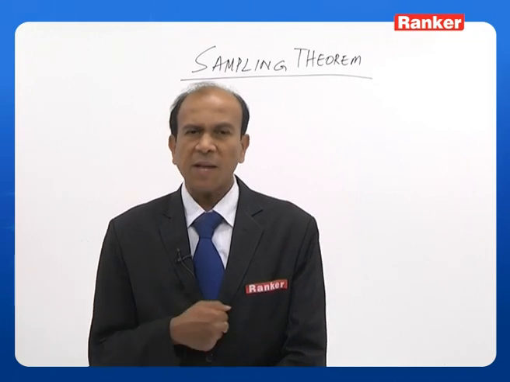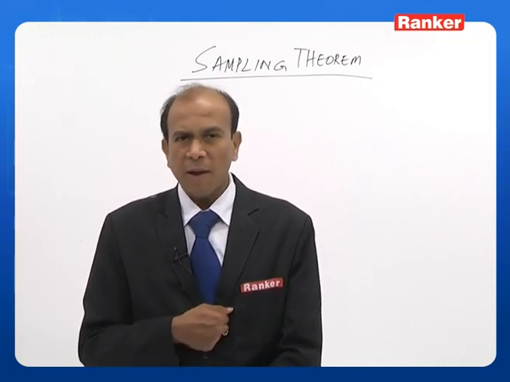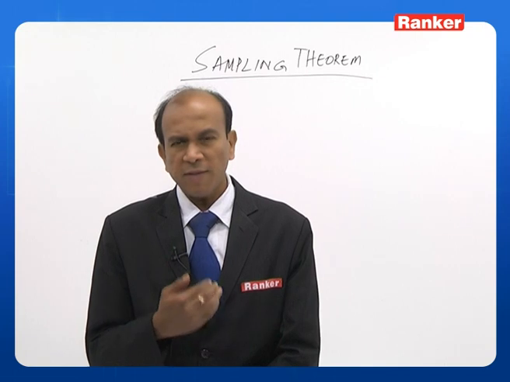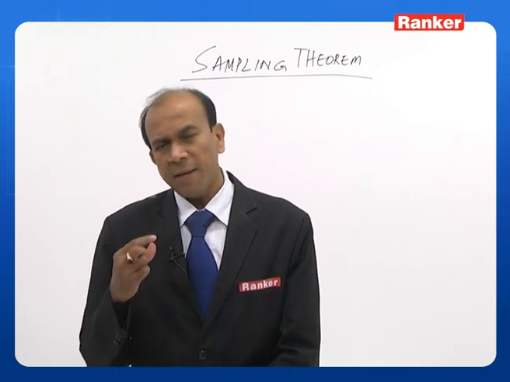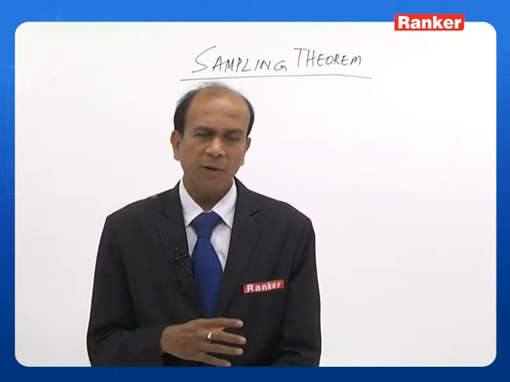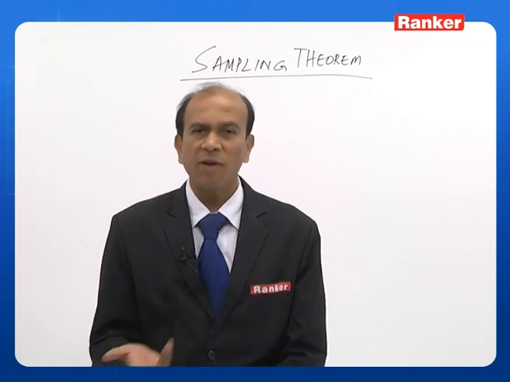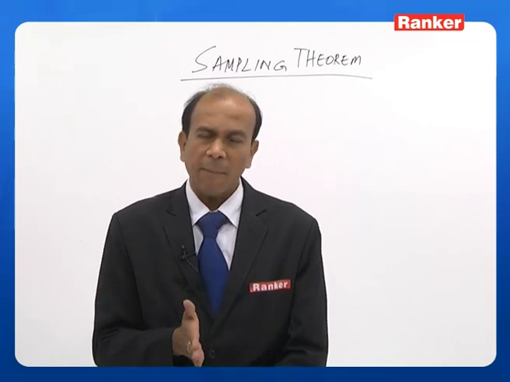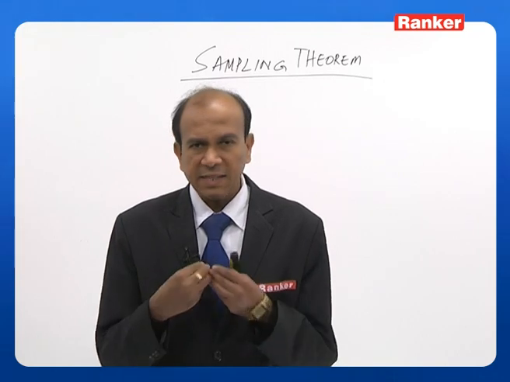Then how do you achieve sampling? Sampling is achieved by the product of x of t, that is the original signal, and delta Ts of t. So, these two are combined together. This will give me y of t. So, y of t is nothing but x of t multiplied by delta Ts of t. Let us see this on the board.